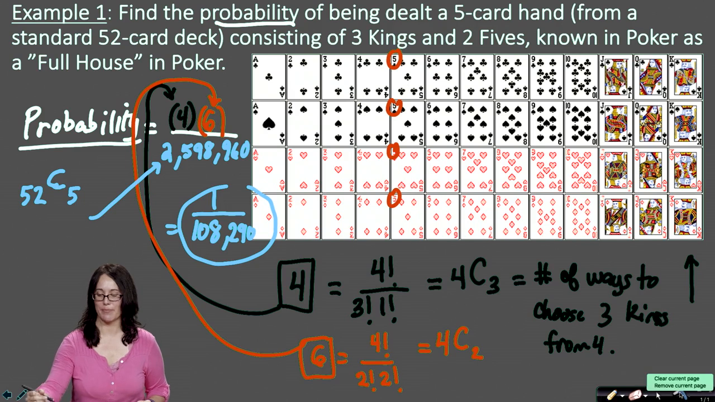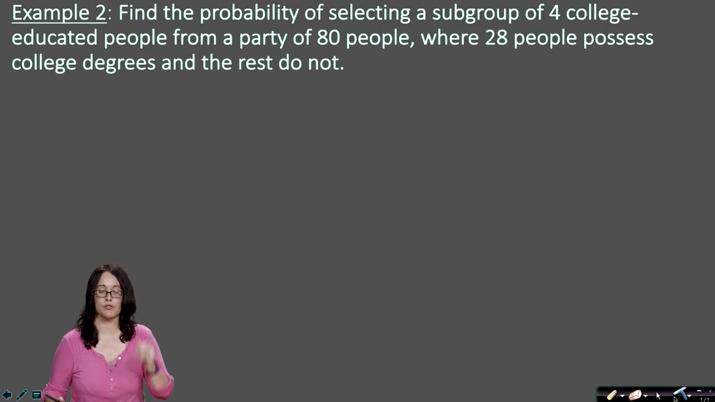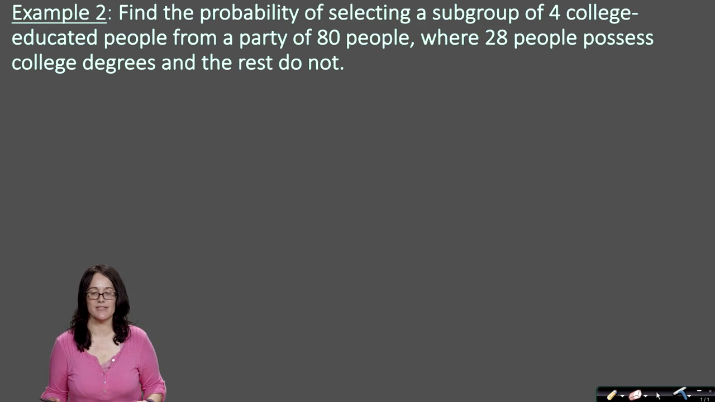Let's head to another example with combinations and probability. Example 2. It says find the probability of selecting a subgroup of 4 college-educated people from a party of 80 people, where 28 people in this party are known to have college degrees. Okay, just made up a problem. There's nothing important about whether they have a college degree or not. We're just trying to see what's the likelihood of this happening, right?